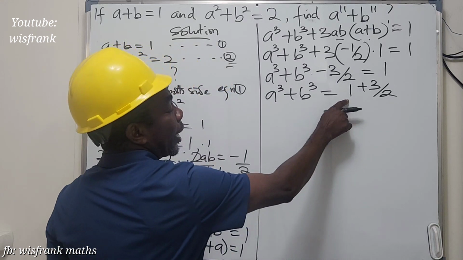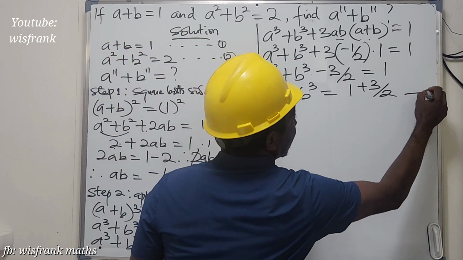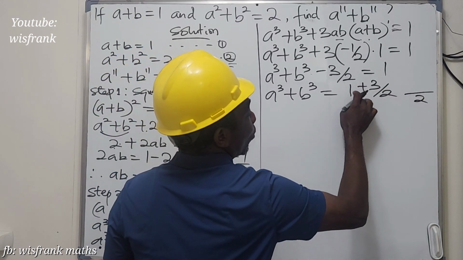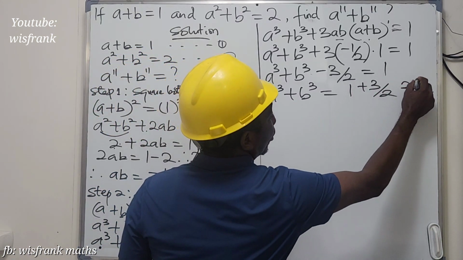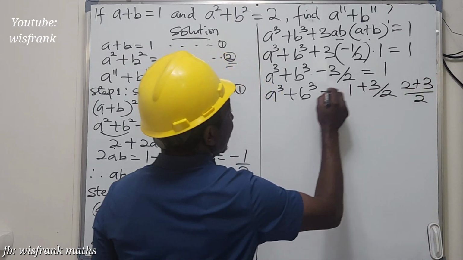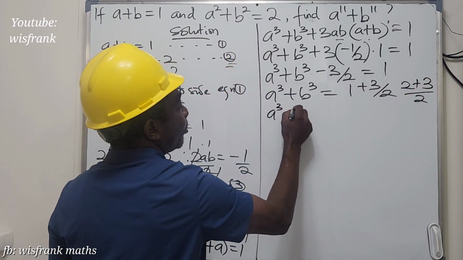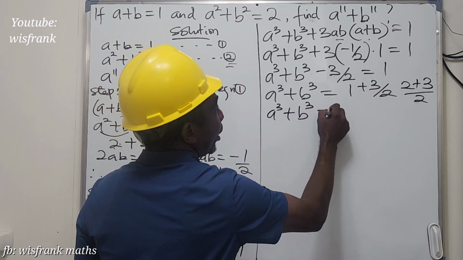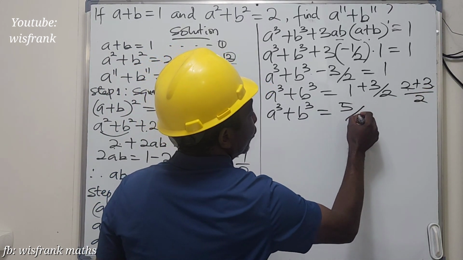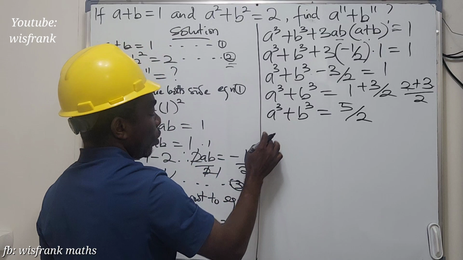So here we can add this. We have the LCM as 2. 2 divided by 1 is 2, so we have 2. Then 2 divided by 2 is 1, and 1 times 3 gives 3. Therefore, a to the power of 3 plus b to the power of 3 equals 2 plus 3 equals 5 all over 2. So this is what we have.